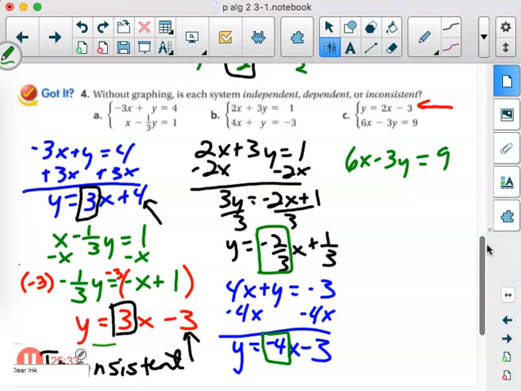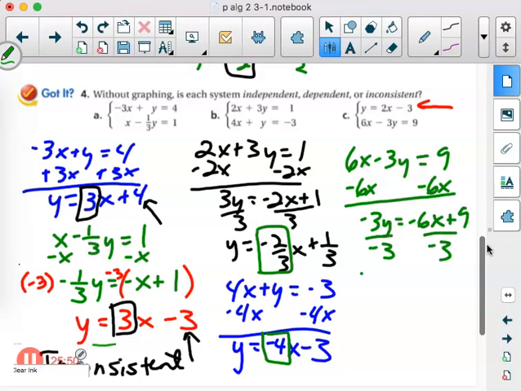Give this one a try. Hit pause. Put it in slope-intercept form. See if you can figure out independent, dependent, or inconsistent. Then start the video back up again. We would subtract 6x from both sides. And divide everything by -3. And we get y equals 2x minus 3.